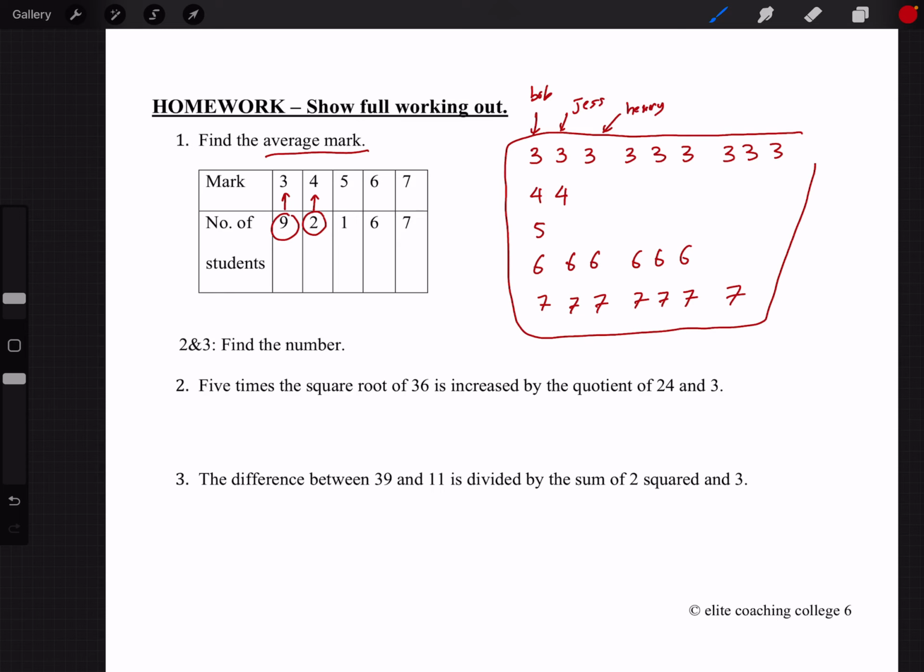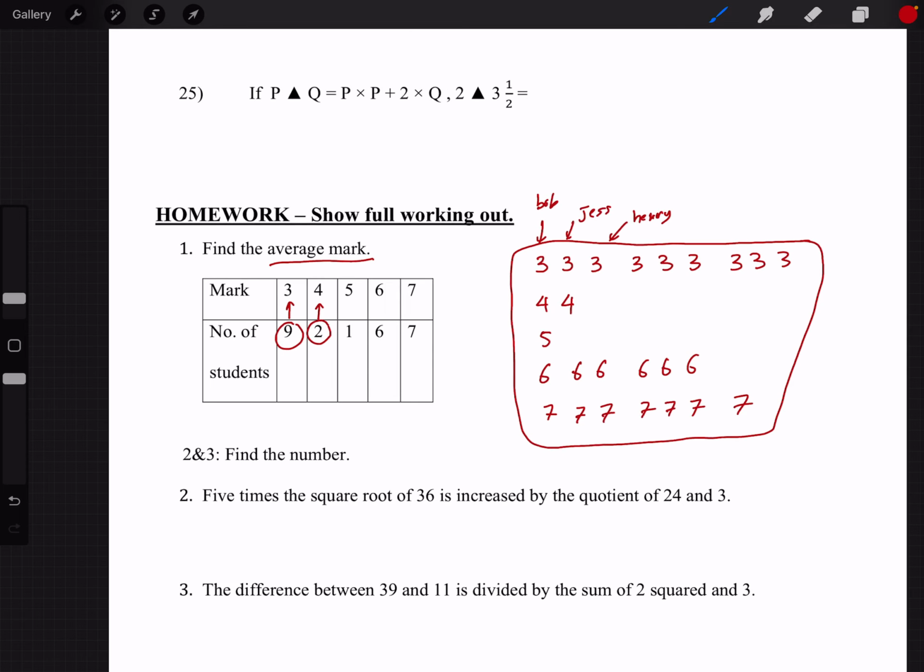So how do you find the average? Simply, we just add all the marks together. So to find the average, you have to find the total marks, and divide it by, because we put it into a fraction means divide, divided by how many marks there are.